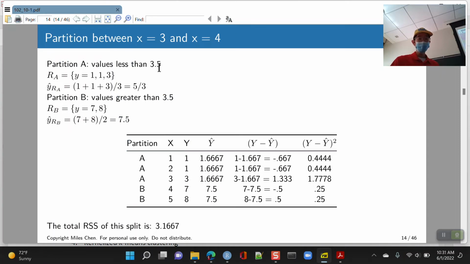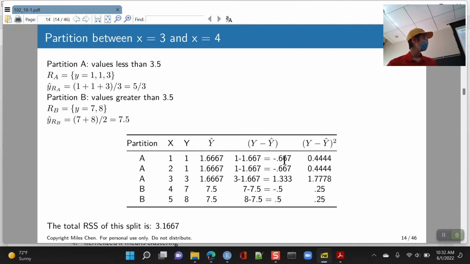Okay. Let's try a split between 3 and 4. So we'll say if x is less than 3.5 or greater than 3.5. And so if you have an x less than 3.5, we have 1, 1, and 3. And so the predicted value, if we add these up, is going to be 5/3 or 1.66. Meanwhile, if you are greater than 3.5, then our predicted value is going to be 7.5 because the 2 values over here are 7 and 8.